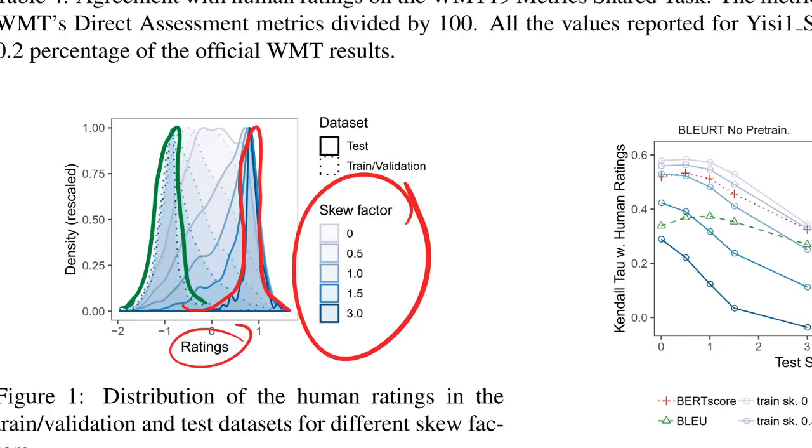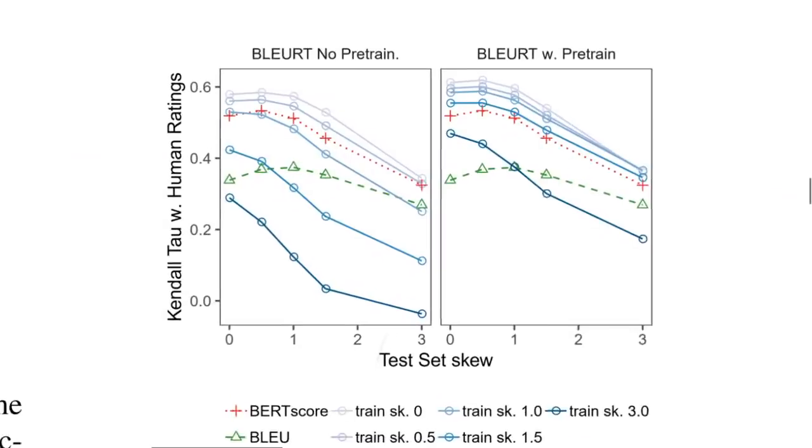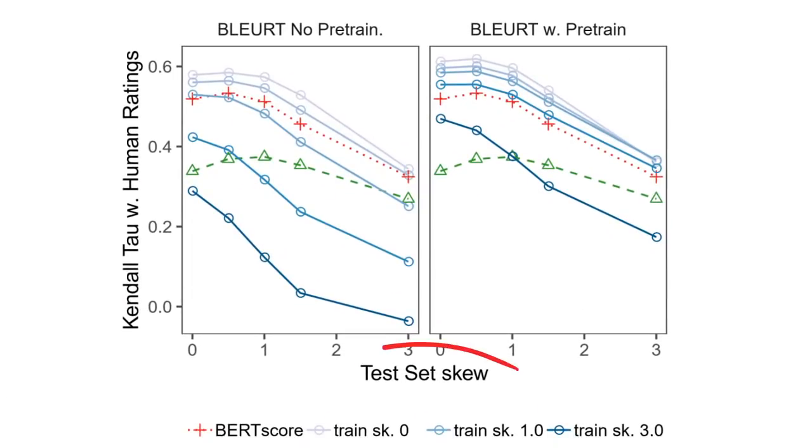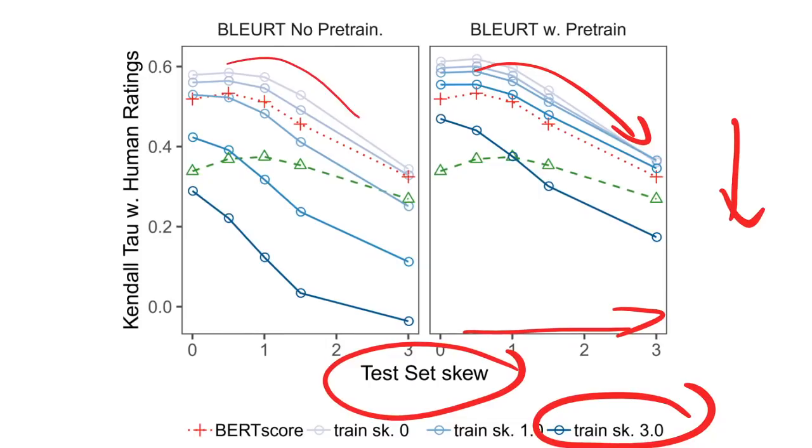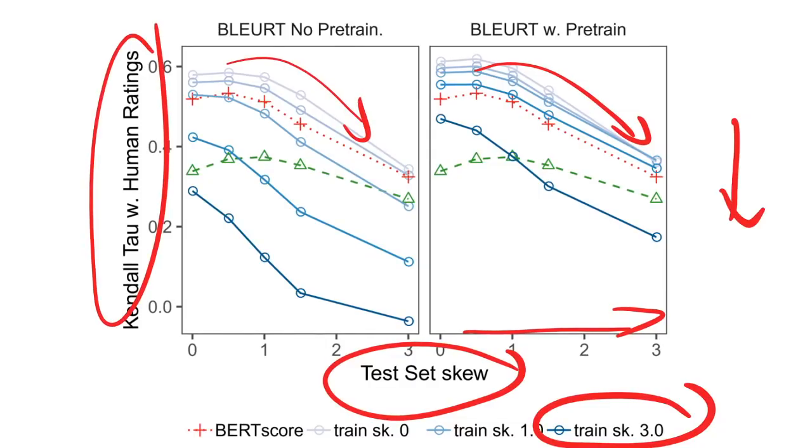Okay, and this simulates the fact that this might be the previous year's data that we train our metric on, and then we evaluate it on the next year's data where all the systems have become better. And what this does is, you can see right here, the bottom axis is the test skew, and the color here is the training skew. So what we're interested in is to the right and down the colors. As this skew increases, you can see right here that the quality of the metric decreases. The correlation with the human ratings decreases, but it still remains fairly good.